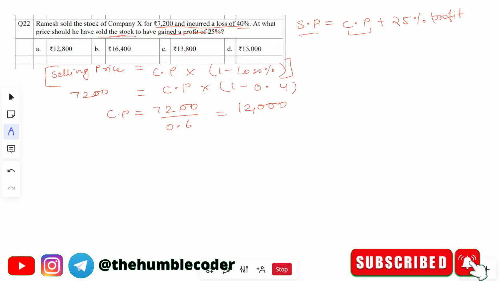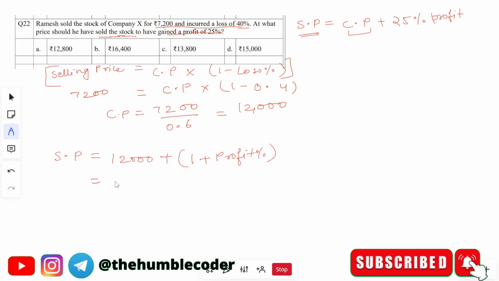In our final answer, what we have to find out is the selling price, which is the desired selling price. First we need the cost price, which we have found, and then 25% profit. What if we would have got 25% profit? Then we do 1 plus profit percentage. As I told you, whenever we have a selling price, this is the formula: if we incur a loss, then we do 1 minus loss percent, and if we have a profit, then we do 1 plus profit percent. And why 1? Because we consider that 1 is the total.